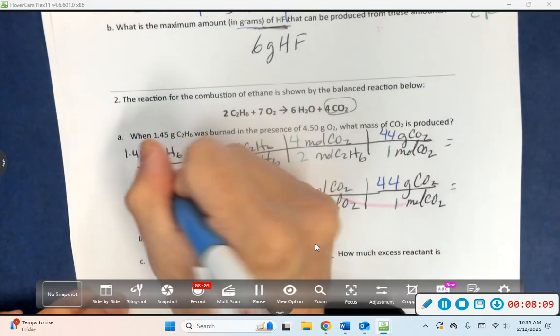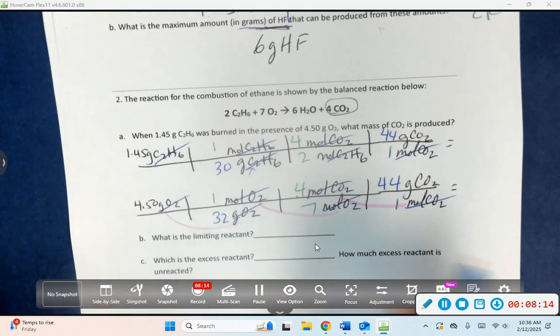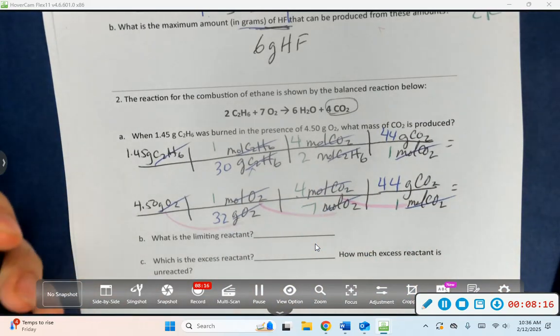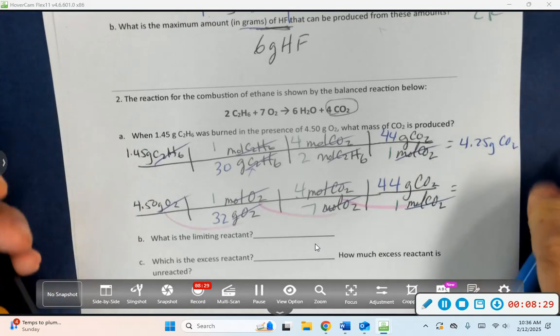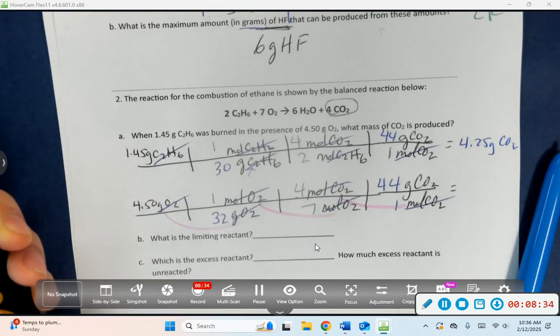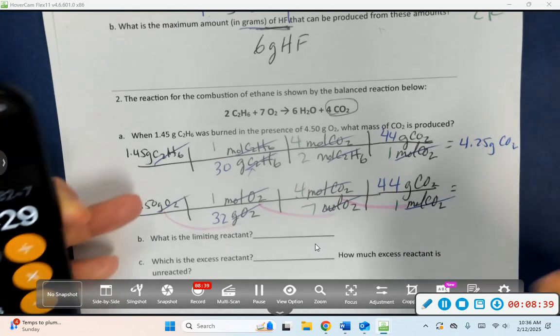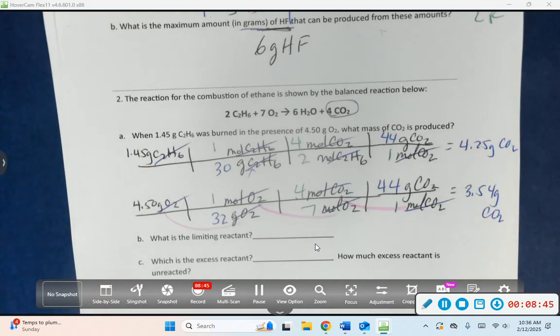So we get our calculator. Remember, all these units cancel out except for the last one that's left up there. Top and bottom cancel. Okay, good. So I calculate this: 1.45 times 4 times 44 divided by 30 divided by 2, and I get 4.25 grams of CO2. Then 4.50 times 4 times 44 divided by 32 divided by 7, and I get 3.54 grams of CO2. So now you say which one produces less?